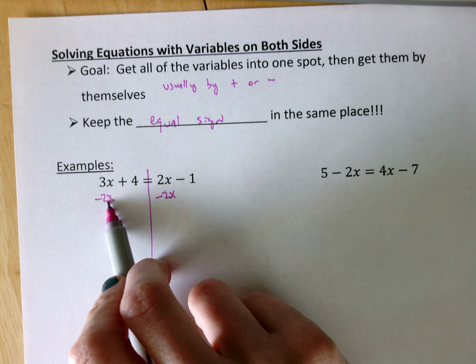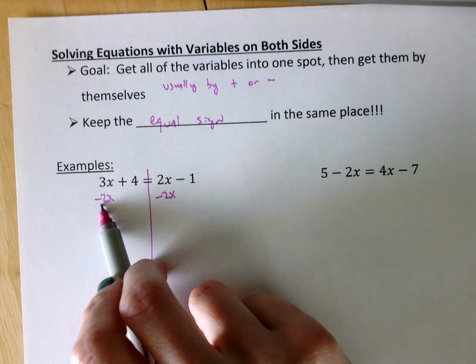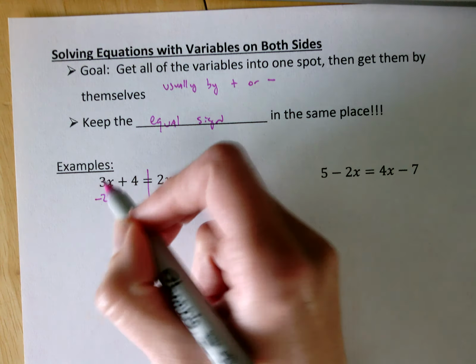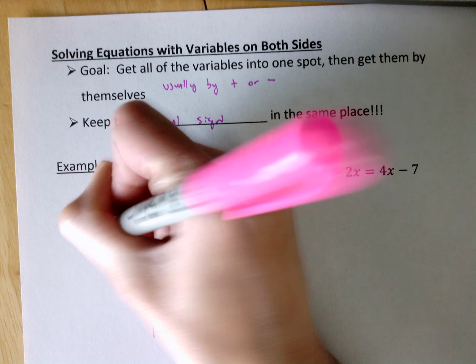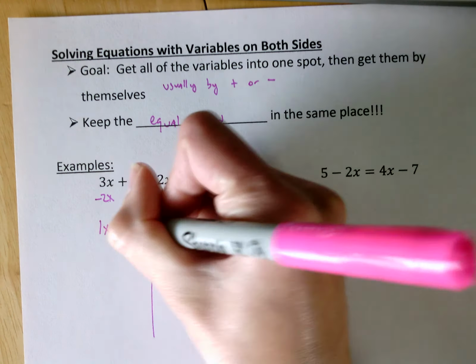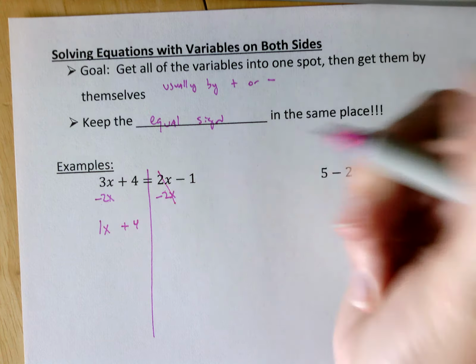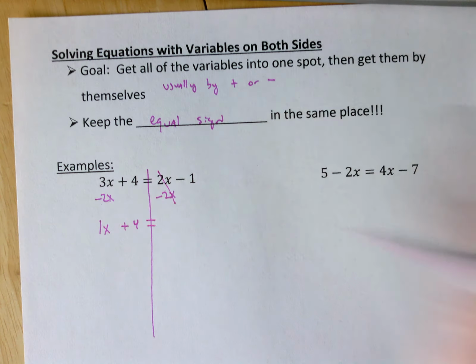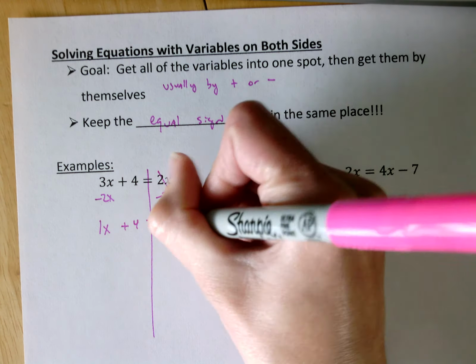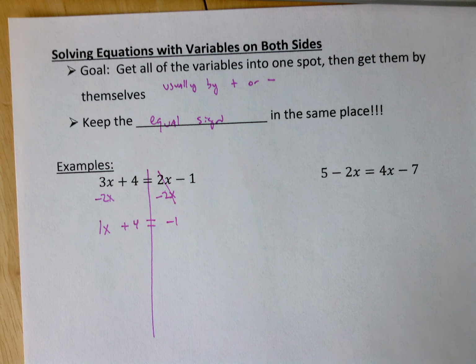So 3x minus 2x. Remember, you subtract the coefficients, you leave the variable alone. So 3 minus 2 is 1, so that's a 1x. The plus 4, I didn't do anything with. 2x minus 2x, that's 0. That just cancels out. Oh, but I can't forget my equal sign. And then I just have that minus 1, which is now a negative 1. And now you just solve this like a normal equation.